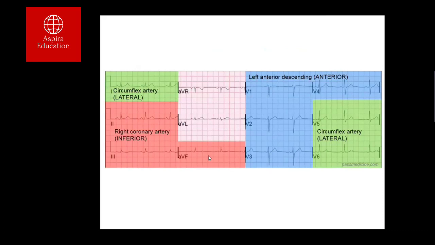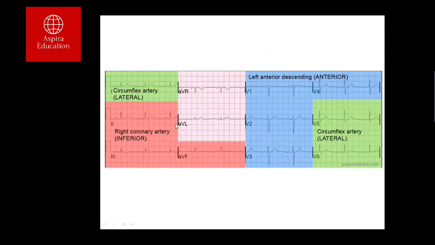This is an ECG which is depicting the various coronary arteries which are involved. So we have lead 1, lead 2, lead 3. We have lead aVR, lead aVL, and lead aVF. We have precordial leads V1, V2, V3, V4, V5, V6. Now, if there is ST elevation in 2, 3, and aVF, we call it inferior wall MI, and it is usually secondary to occlusion of the right coronary artery.